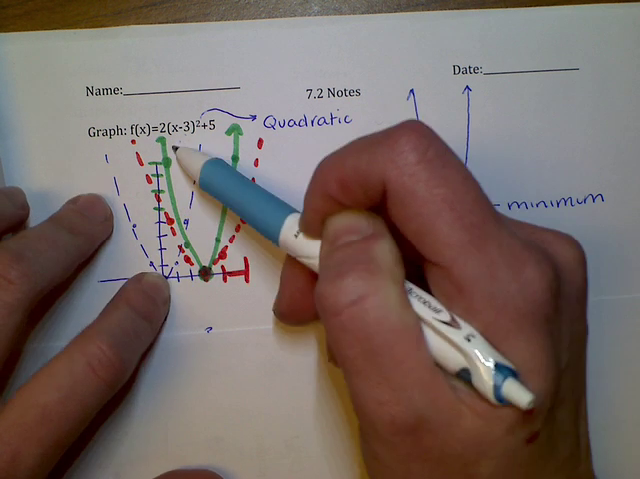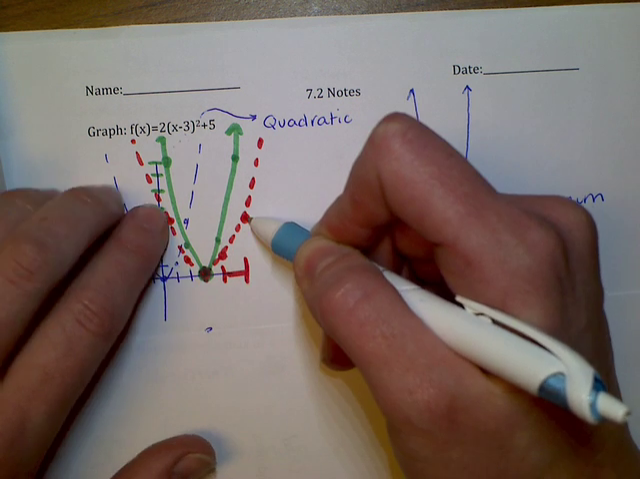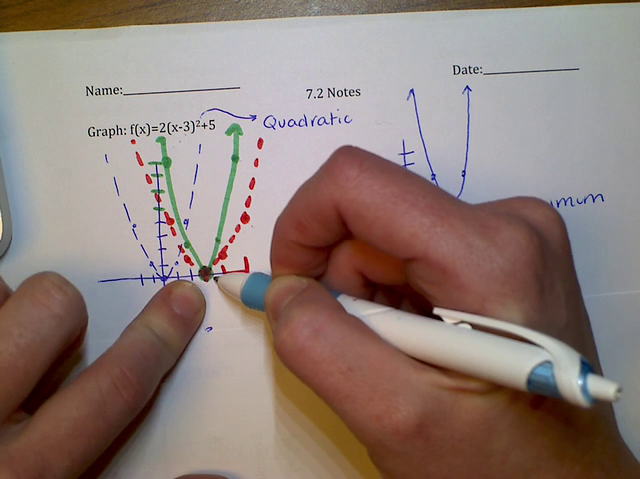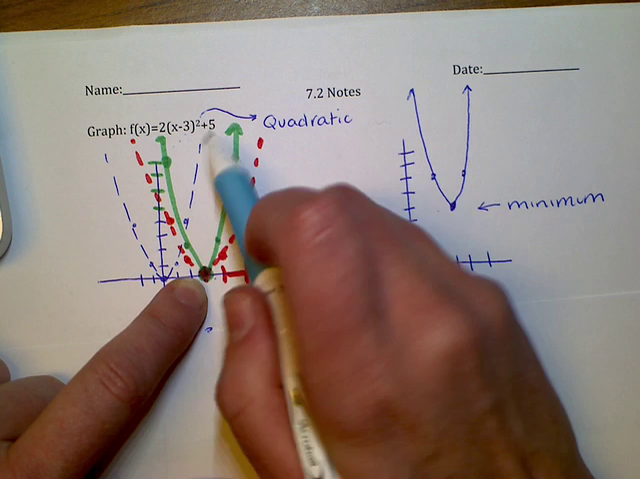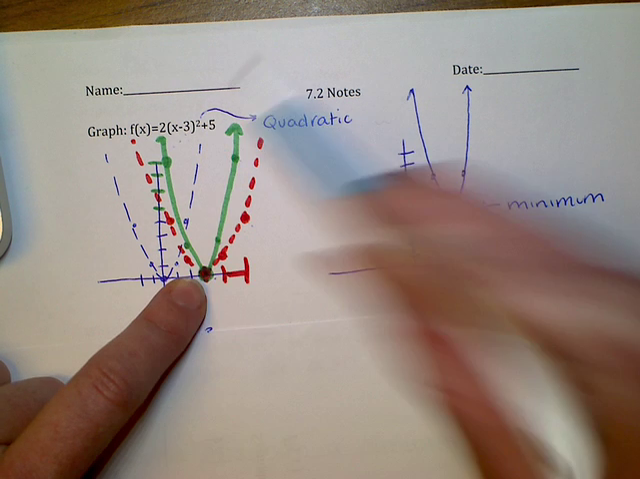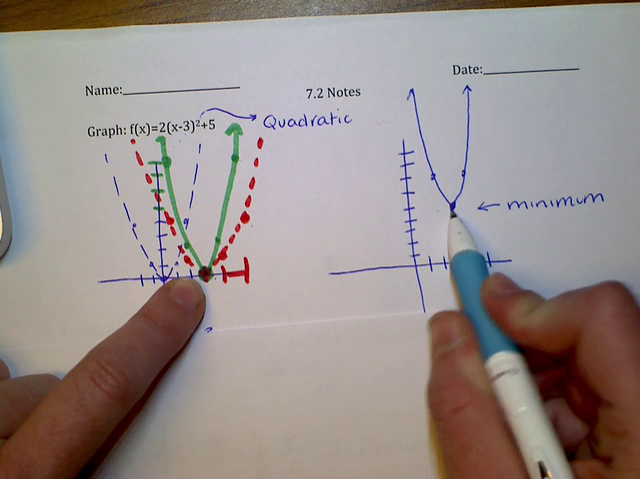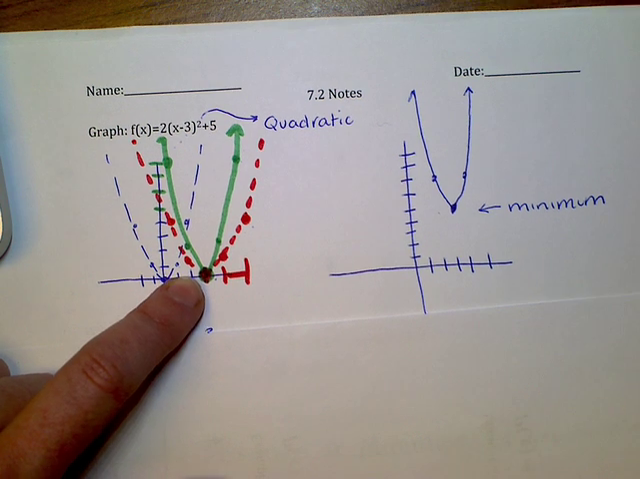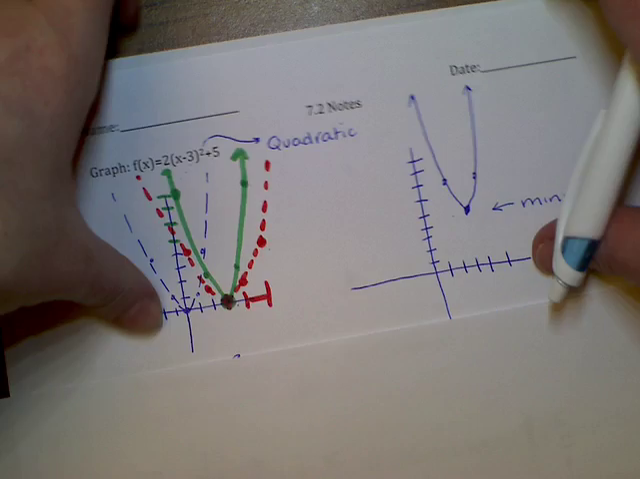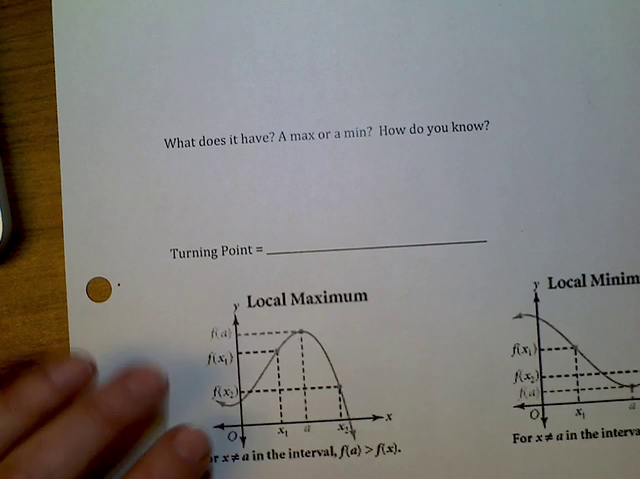That means I multiplied all the y values by 2, so these are now at 2, and these are now at 8. This one stayed because 2 times a y value of 0 is still 0. Then from there, we address the vertical translation, so I move everything up 5. This is my final graph, and I want to point out that that is a minimum. That's important because later down your note sheet, I ask, does it have a max or a min?